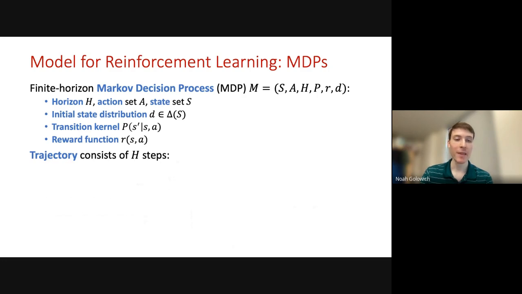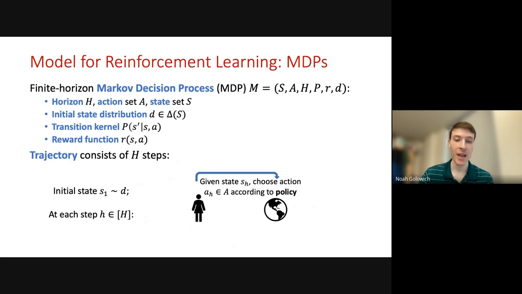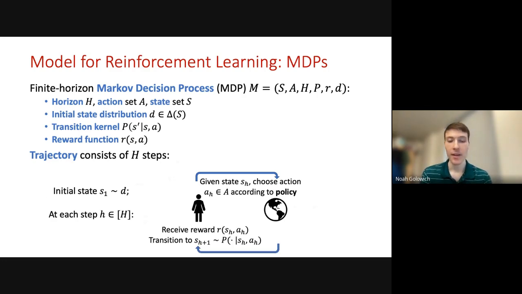So a trajectory in an MDP consists of a total of capital H steps. At the first step, the initial state S1 is drawn from the initial state distribution D, and at each step, little h thereafter, the agent observes its state S_h, and then it chooses an action A_h according to some policy. As a function of S_h and A_h, the agent receives reward R of S_h, A_h, and then it transitions to a new state S_{h+1} according to the transition kernel P.